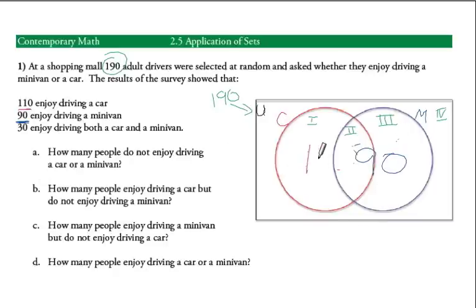So we have 110 in the red circle, 90 in the blue circle. And there's going to be some sort of overlap right in here in region 2. And we're going to have to figure out what that is. So let's go ahead and do that now.